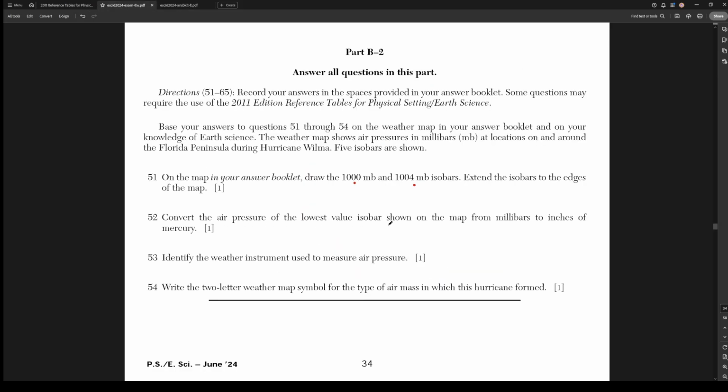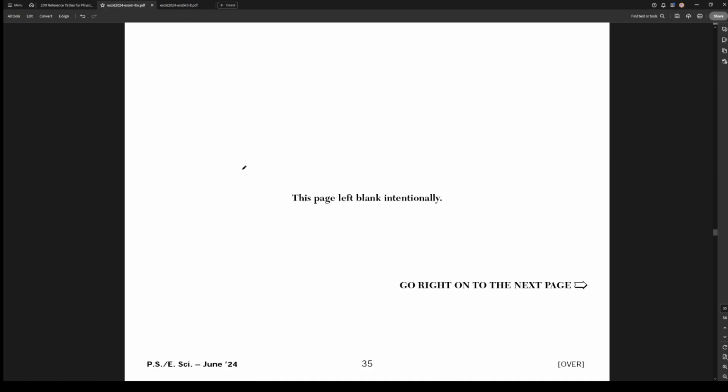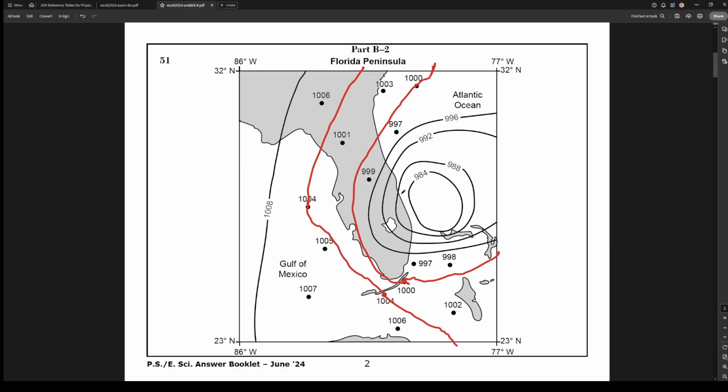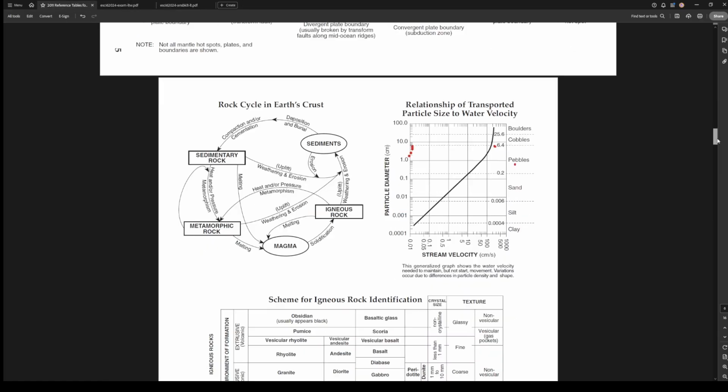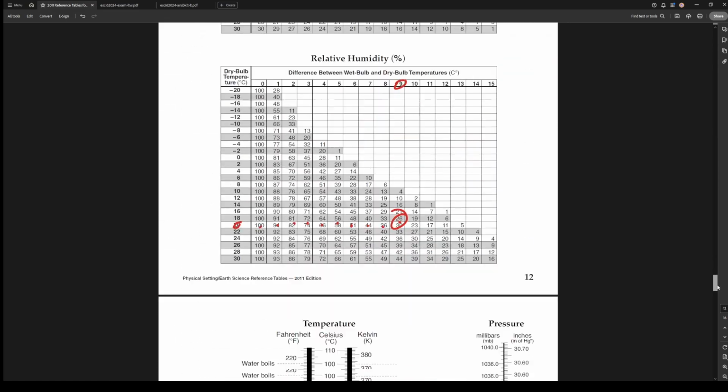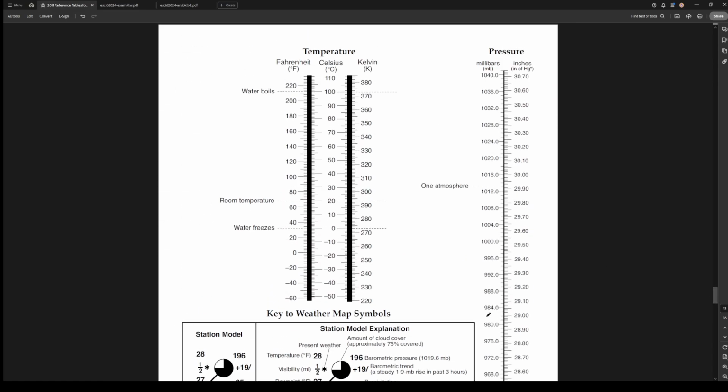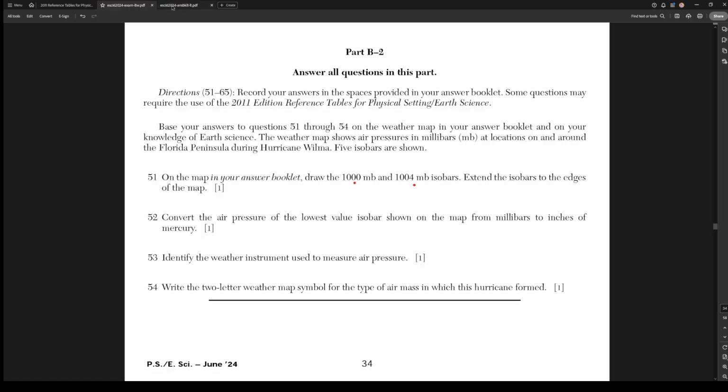Convert the air pressure of the lowest value isobar shown on the map from millibars to inches of mercury. Okay. Lowest value here is going to be 984. So we're going to convert 984 to inches of mercury. And again, another reference table question. Let's go to the conversion right here. 984 is right here. So inches of mercury is going to be, here's 29.00. 29.05 is probably close enough. So we're going to put 29.05.